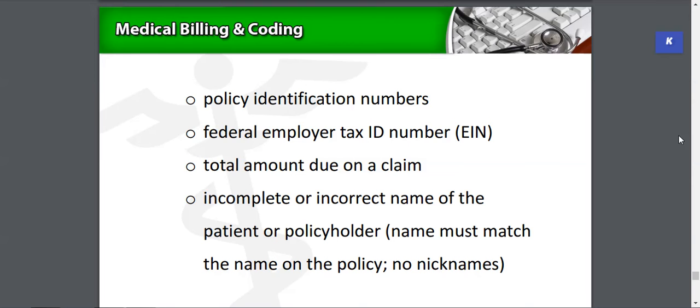Make sure that the policy identification number on the insurance card is correct. That the federal employer tax ID number, the EIN, is correct. The total amount due on a claim. Incomplete or incorrect name of the patient or policyholder.